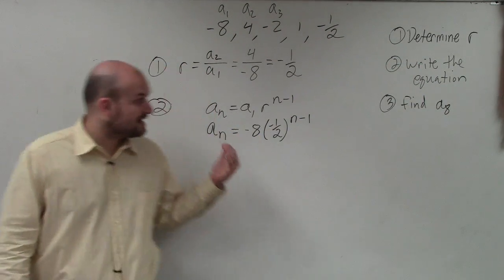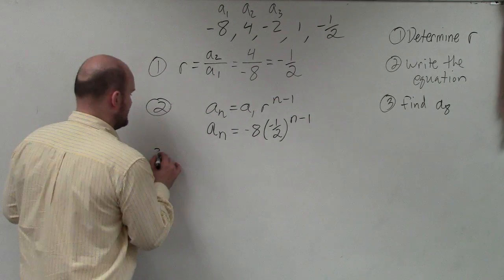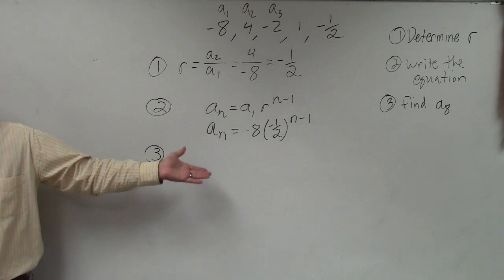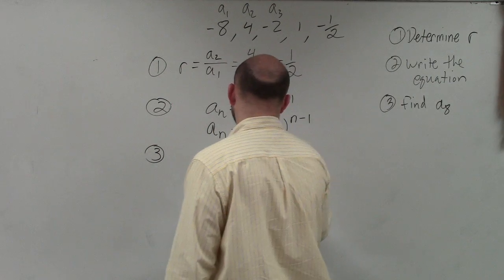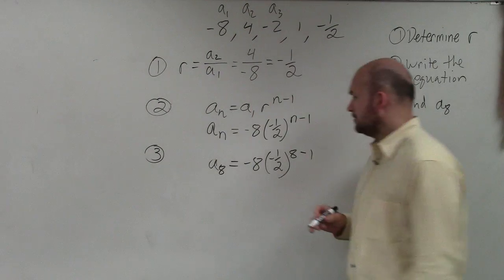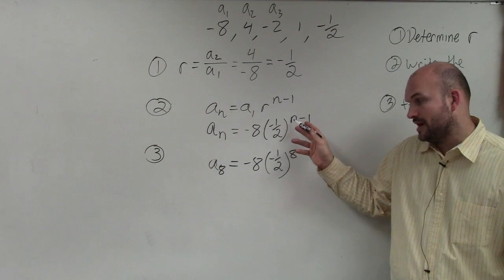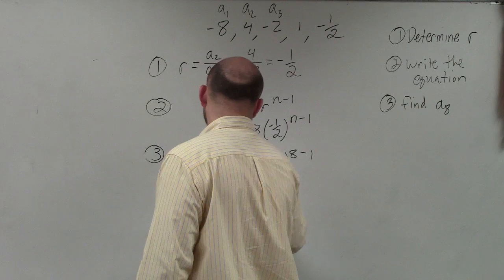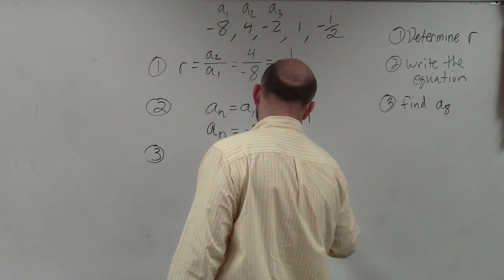Step number 3 now asks, find a sub 8. Well, just like we did in the last 2 class periods, whenever we have a formula and we want to find that 8th term, we're going to plug in 8 for n. Right? So whenever we have an 8 for that n, I've got to put an 8 up here. So therefore, this becomes a sub 8 equals -8 times -1/2 raised to the 7th power.